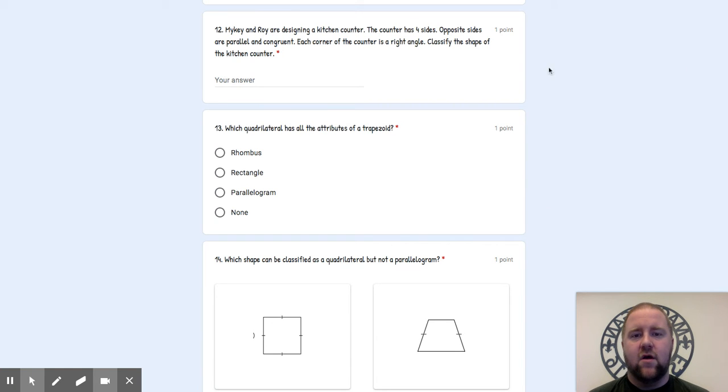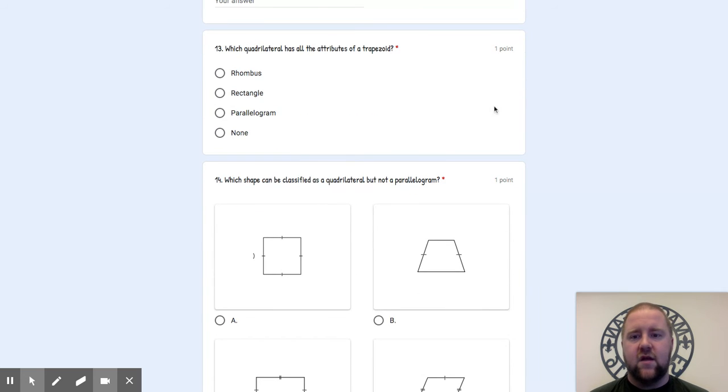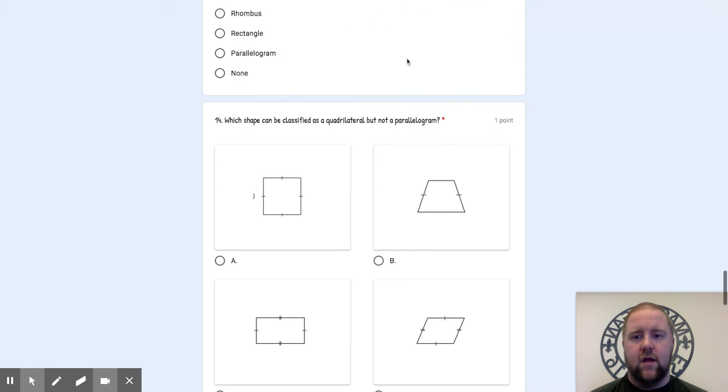I'm going to tell you now, don't just tell me it's a quadrilateral because it has four sides. I want you to get way more specific than that based on the description that's given. All right, because quadrilateral could be many, many, many different shapes. We're looking to get as specific as possible. All right, 13, a little tricky, but that's why we're doing this to go over it. It says, which quadrilateral has all the attributes of a trapezoid? So I want you to think of what is the definition of a trapezoid, okay? And then tell me which one of these has all of those things in common, all right?